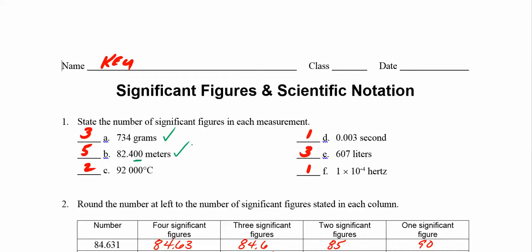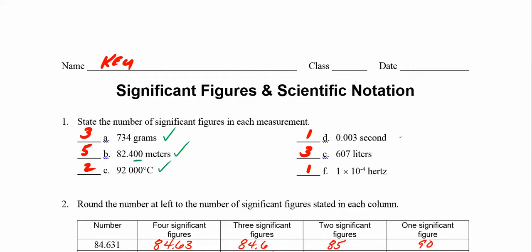C, we've got 92,000 degrees Celsius. There's no decimal at the end, so these last three zeros are not significant. You may ask, well, if they're not significant, why bother writing them? The answer is because 92 degrees, while it's quite warm, is less than the boiling point of water. 92,000 degrees is vastly more hot. And so you have to have the zeros to hold those places. We've got 92,000 degrees Celsius, only two significant figures.